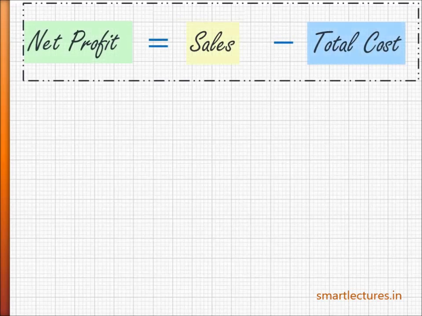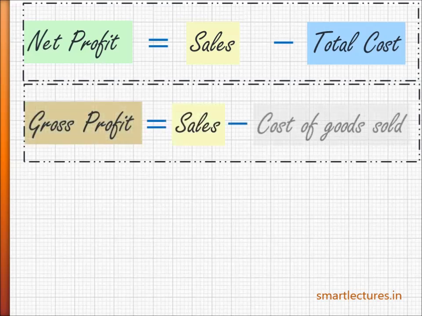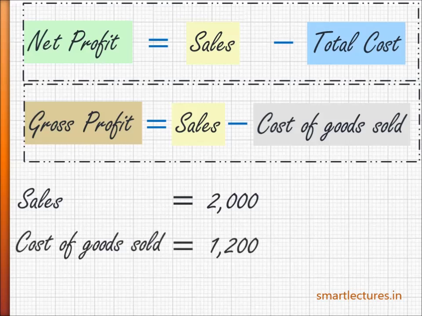So you know the formula, net profit is equal to sales minus total cost. But if we say sales minus cost of goods sold, what will be that? That is called gross profit. So net profit is equal to sales minus total cost, and the gross profit is equal to sales minus cost of goods sold. So what will be the gross profit in this situation? That will be sales minus cost of goods sold. Sales is 2000 and cost of goods sold is 1200. That is equal to 800.